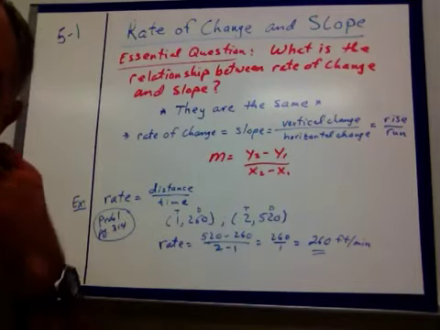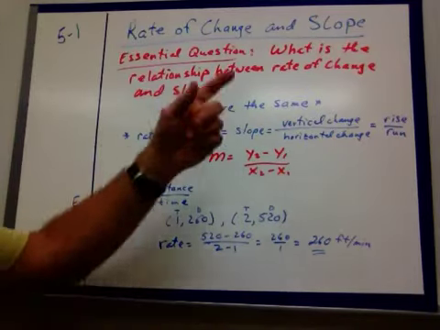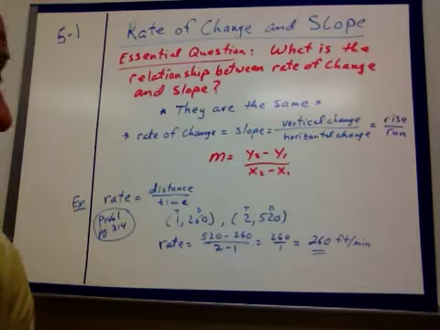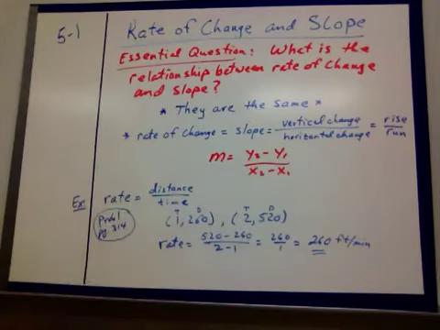Algebra 1, here we go, getting into chapter 5. It talks about rates of change and slope. Our essential question is, what is the relationship between rate of change and slope? The relationship is that they're the same.